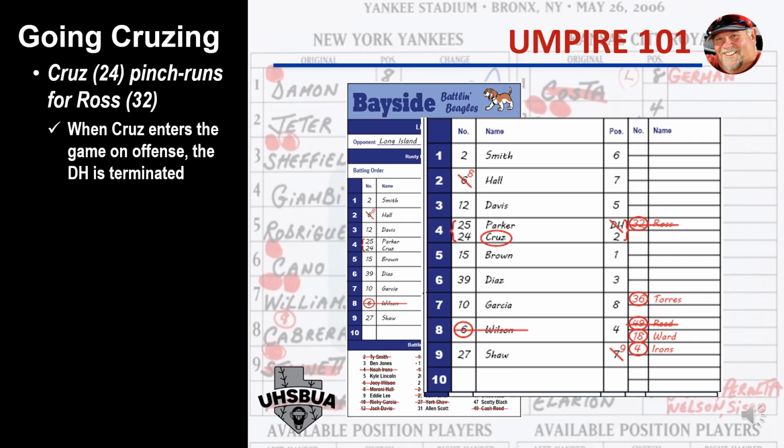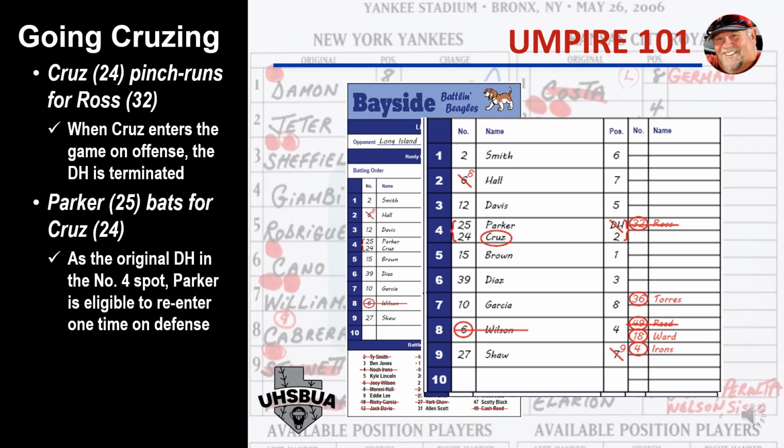Remember, too, that since Cruz was an original starter, he can leave the game and return. Coach Hogg must be clairvoyant because during the next inning, he has number 25, Parker, bat for number 24, Cruz. We know that Parker is eligible to re-enter because his uniform number has not been circled. We circle both his uniform number and his name to show that he is now the player of record in the number 4 spot. We cross out Cruz's name, but leave his uniform number.